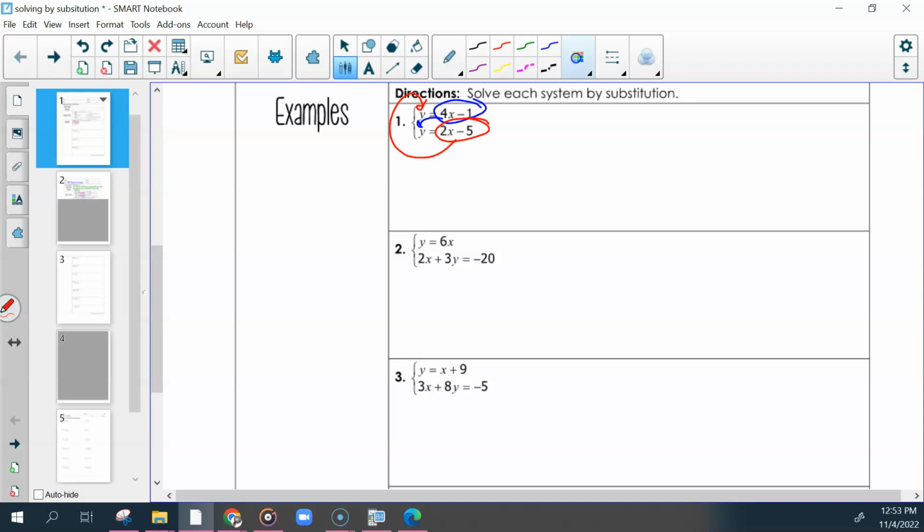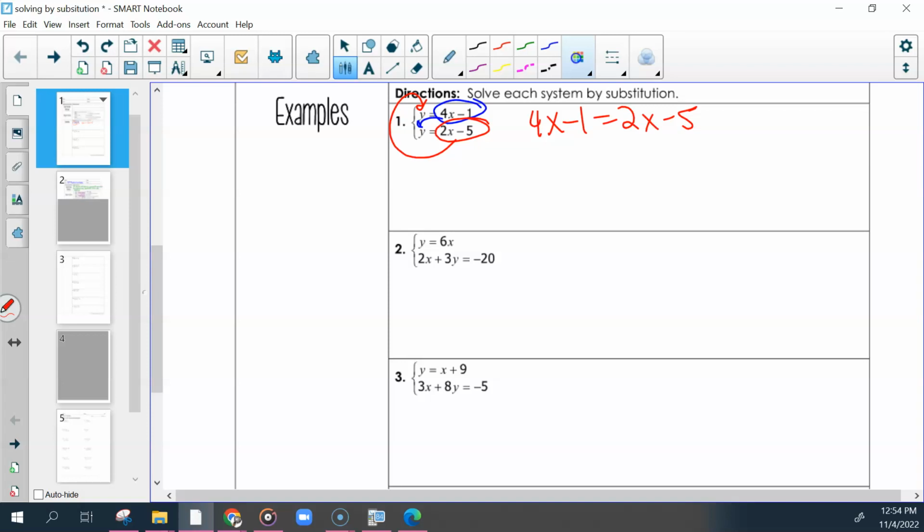Which one you choose doesn't really matter, because no matter what, you're going to have this equals this. Because I took one expression, substituted it into the other equation where y was, so now they are equal to each other. Then it's an equation we can solve.